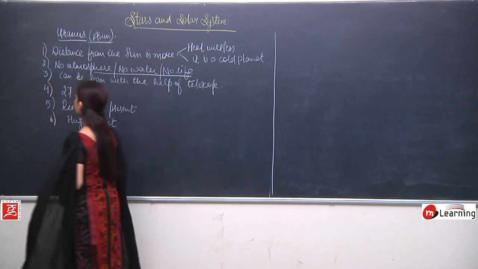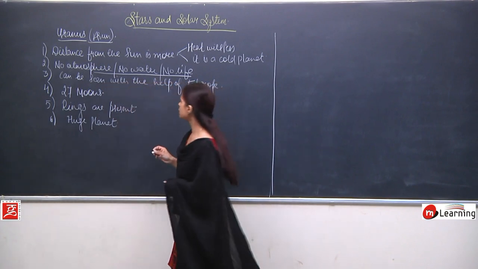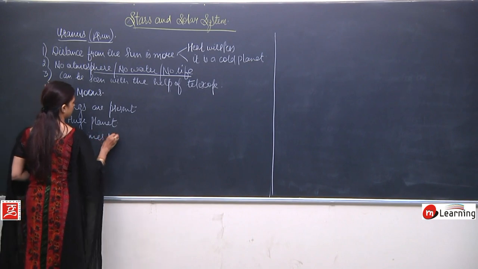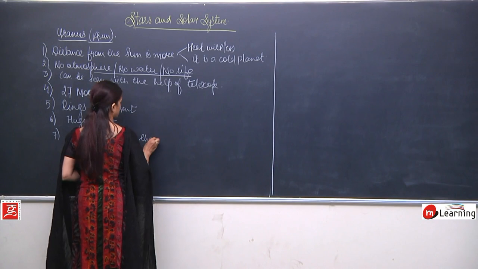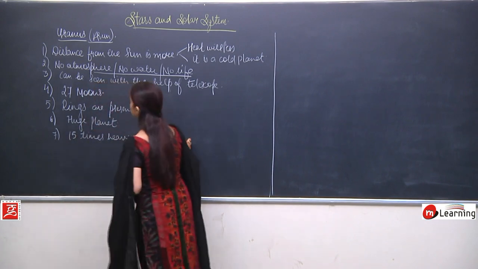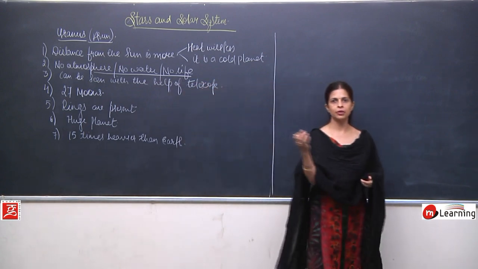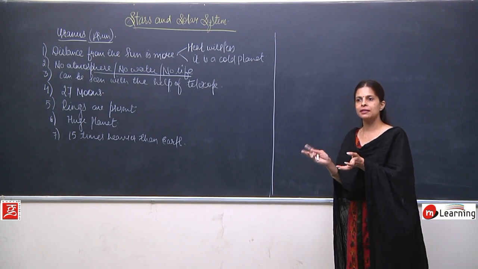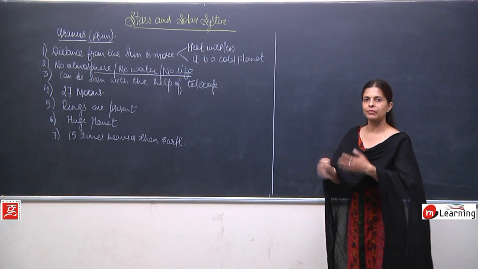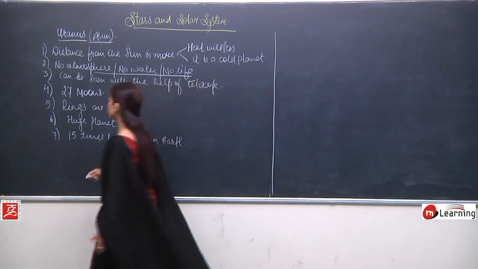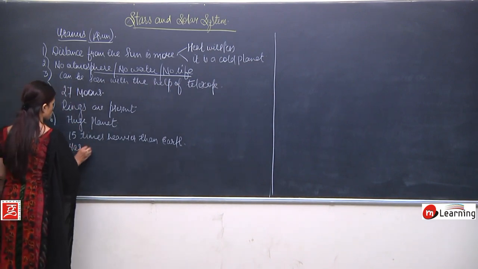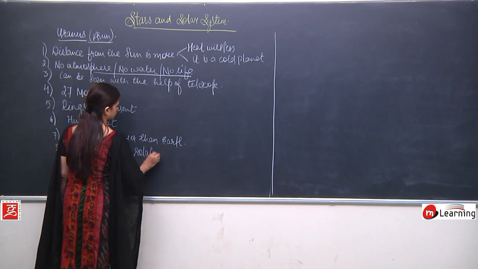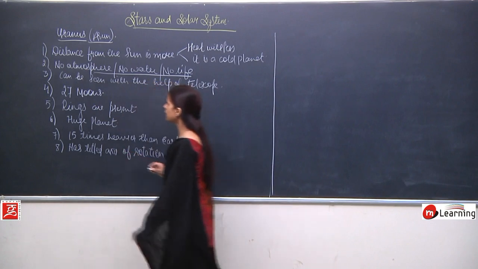And this one is also heavier than the earth. It is 15 times heavier than the earth. So even this planet is very, very heavy. Now, it rotates in such a way that the axis is totally tilted. So when it rotates, it seems that it is doing somersaults. It has got a very tilted axis of rotation.